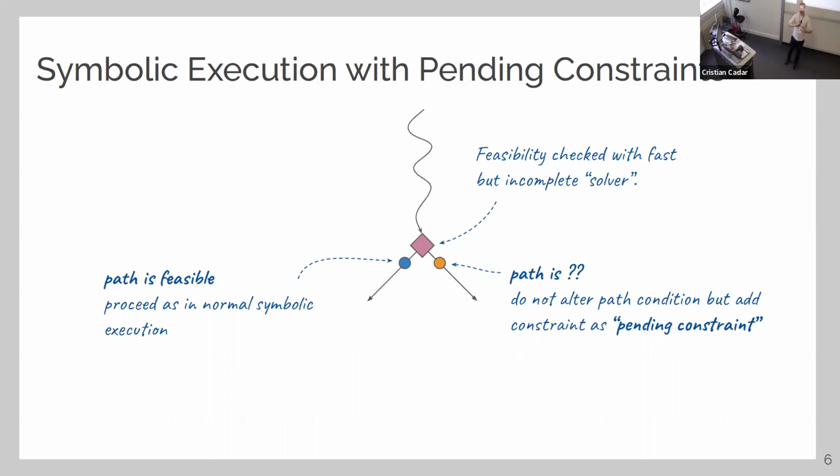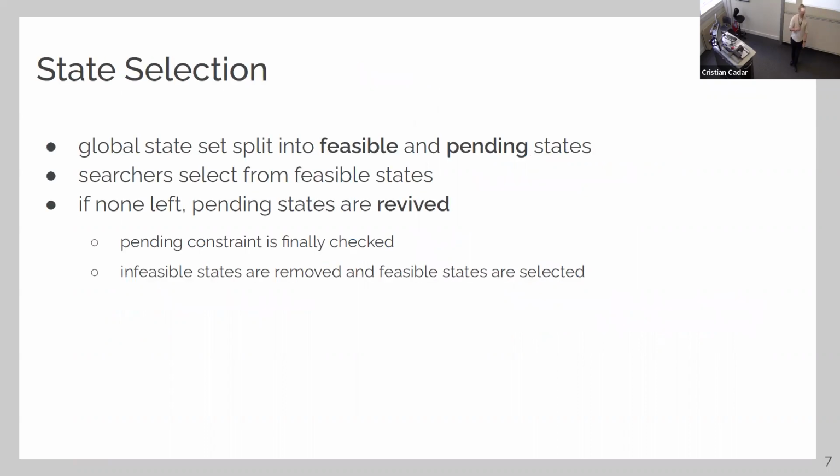So we divide our state space into two classes. We have pending states and we have feasible states. So of course, we have to select states, and what we do is we just select states from the feasible ones, and when that is exhausted, we start picking ones from the pending state set. And here we use the expensive SMT solver check and solve the pending constraints and check, is it feasible or infeasible? If it's infeasible, we delete it. If it's feasible, it goes into the feasible state set, and we continue.